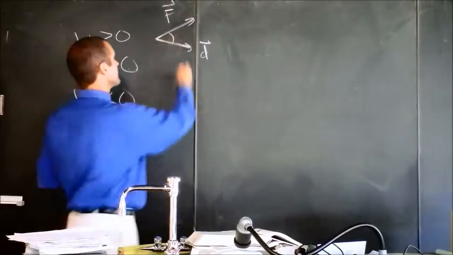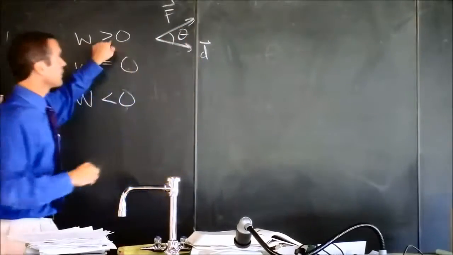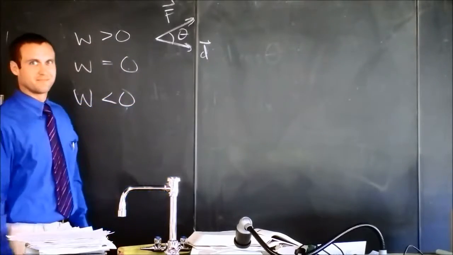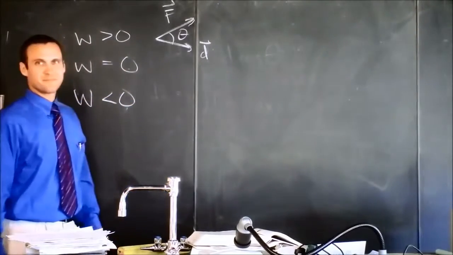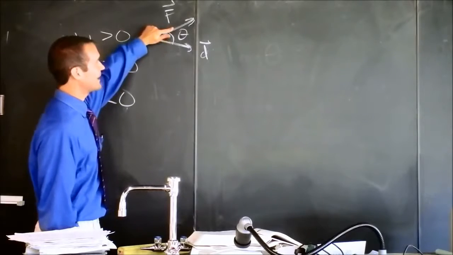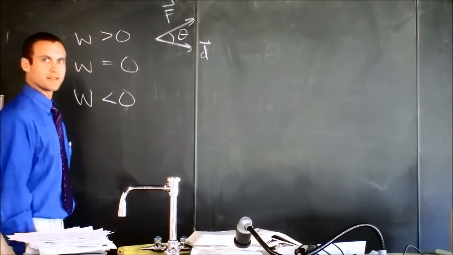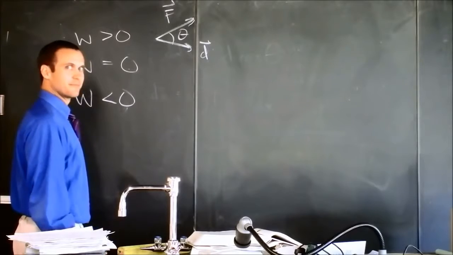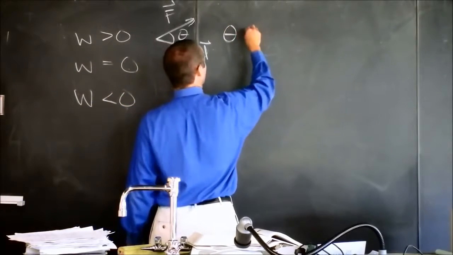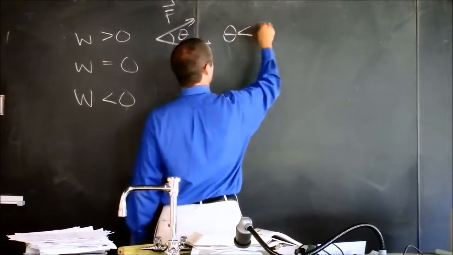What are the requirements on this angle theta for work to be greater than 0? What do you think? How big can that angle get for work to be positive? Up to 90 degrees? Up to 90 degrees. So theta must be less than 90.